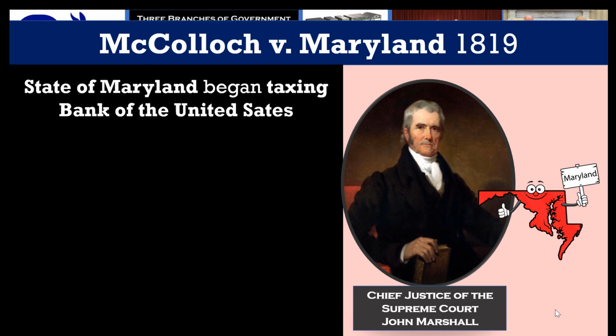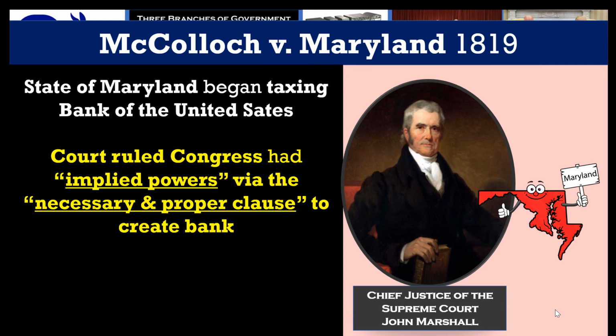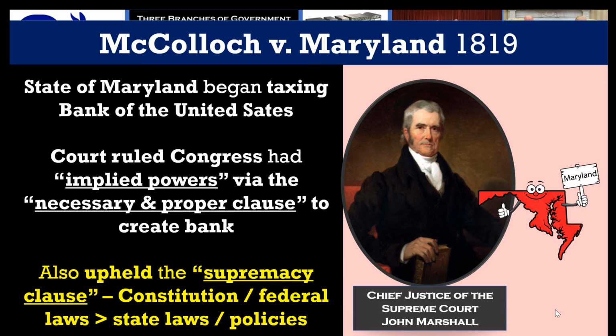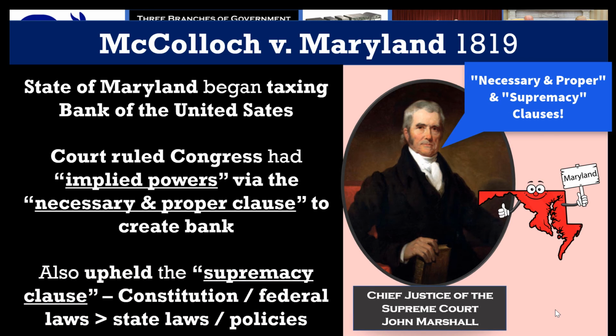Two of these clauses face an initial challenge in our must-know case McCulloch versus Maryland, when the state of Maryland passed a tax on the Bank of the United States. In the ensuing Supreme Court case, in the ruling, Chief Justice John Marshall defended Congress's power to create a national bank, citing the Necessary and Proper Clause and the Supremacy Clause as a reason that the Maryland tax was unconstitutional. In essence, this case confirmed the legitimacy of these two constitutional clauses, and for the time being solidified these powers of the national government.